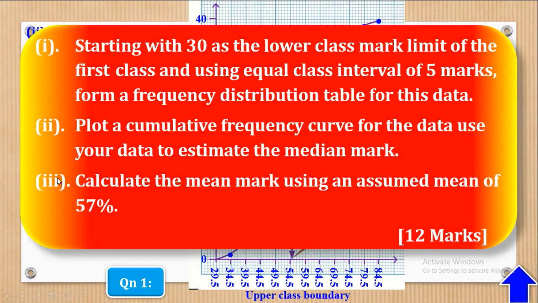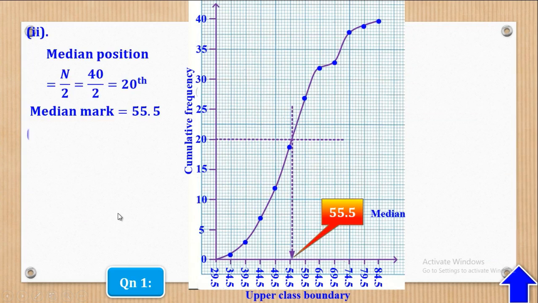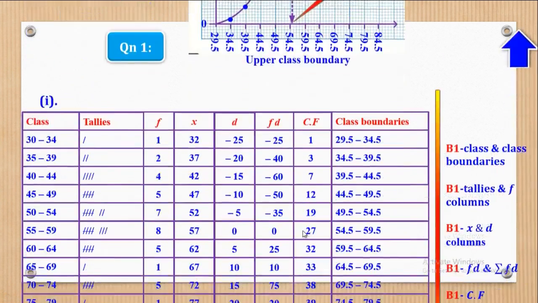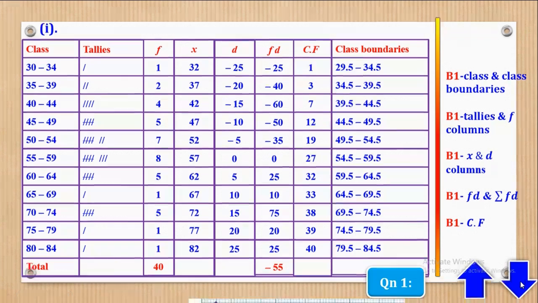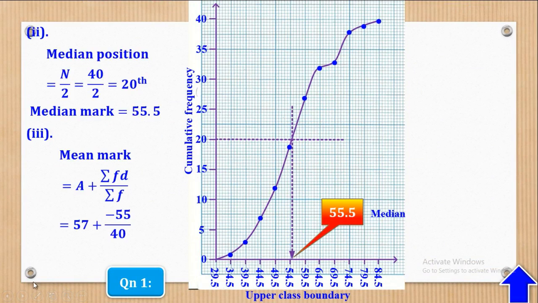So that was Roman 2. Now Roman 3 says calculate the mean mark using an assumed mean of 57%. So I shall say that the mean mark given an assumed mean is given by the formula A plus summation of FD over summation of F. Now when you go back to our table, summation of FD is negative 55, summation of F is 40, and we know that our capital A is 57 as given in the question. So you substitute. Where there is A, you put 57, where there is summation of FD, you put negative 55, and for summation of F you put 40. When I simplify that, I come up with my answer as 55.625. So basically that's what they wanted, and now let's see how much can be awarded for this slide.